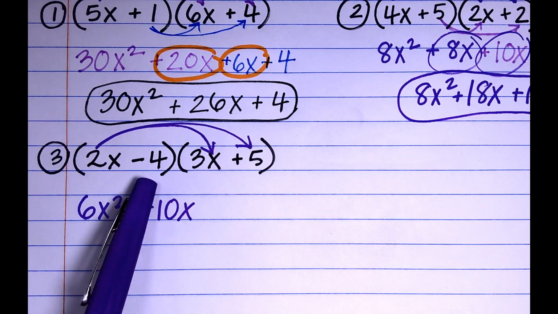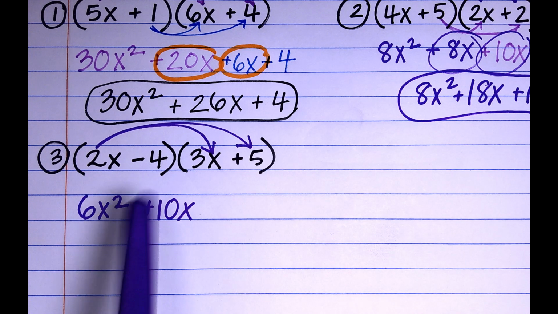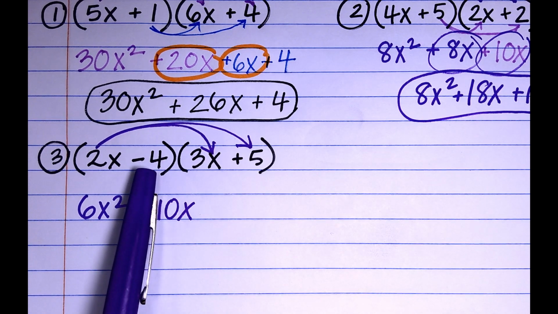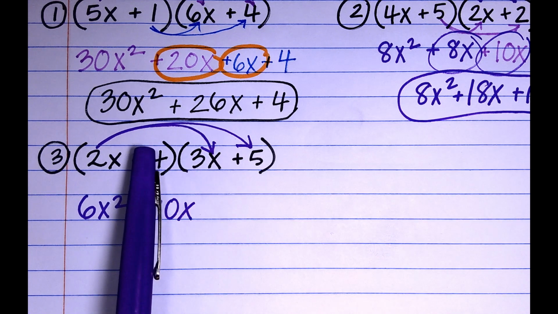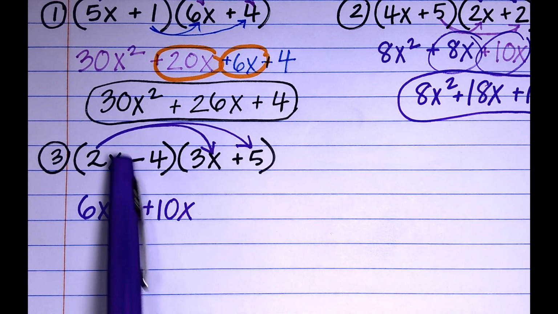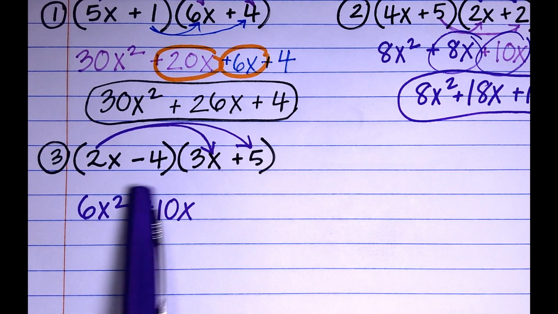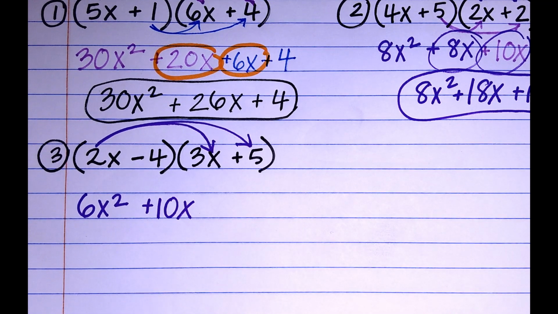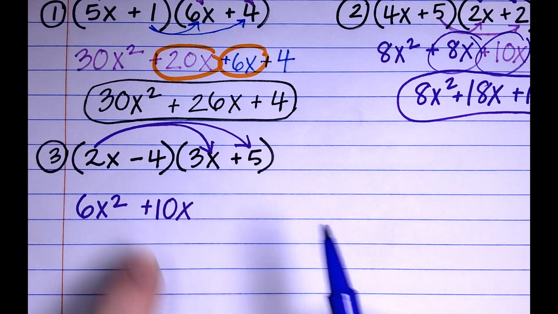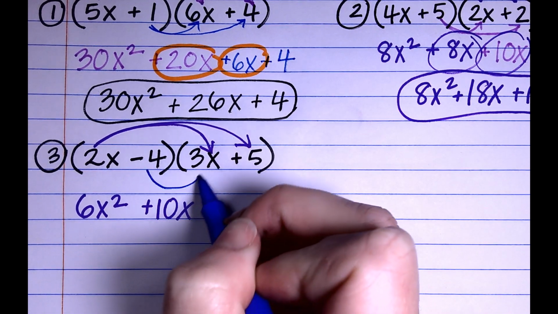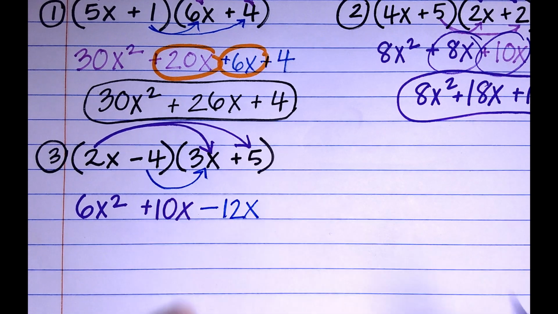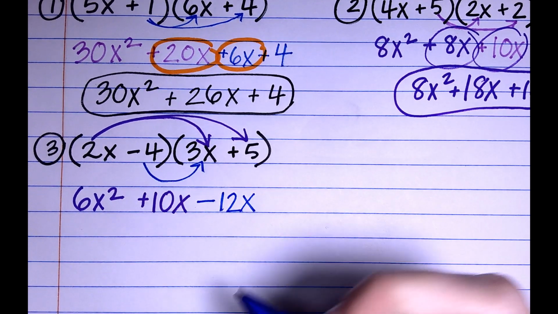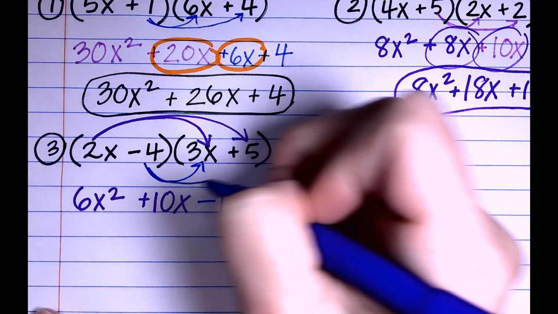Okay, now I snuck a negative in here. We have 2x minus 4. So when we're multiplying this second term here, I'm not just doing 4 times 3x and 4 times 5. We're going to consider this a negative 4. Okay? That way we get the right sign in our answer. So negative 4 times 3x, what is that? Good. Negative 12x.